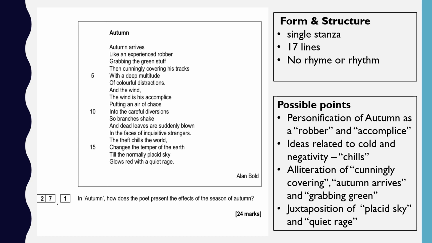So this is the sort of thing I would want you to do when you're quickly jotting down your ideas. Find the language feature and explain how it answers the question. So the way the poet presents the effects of the season of autumn. Wasn't too bad, was it?